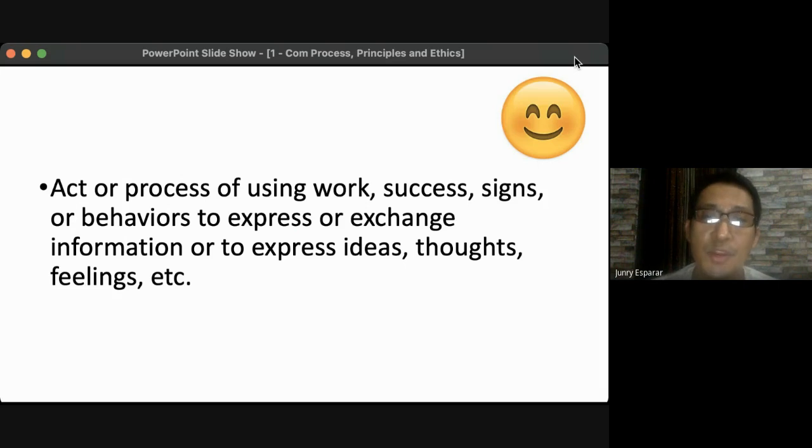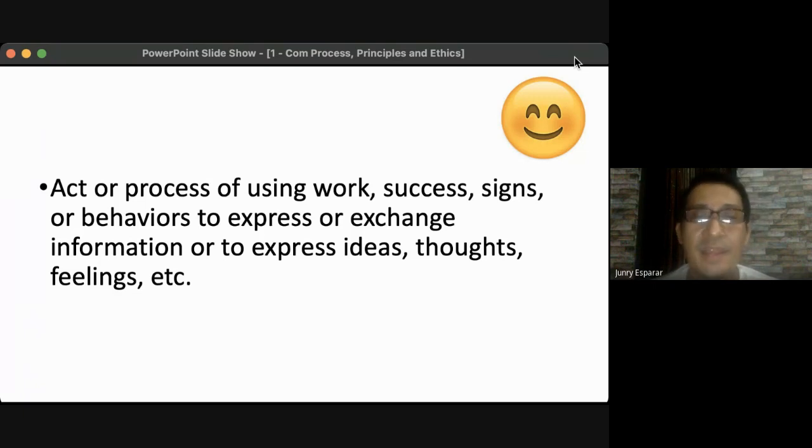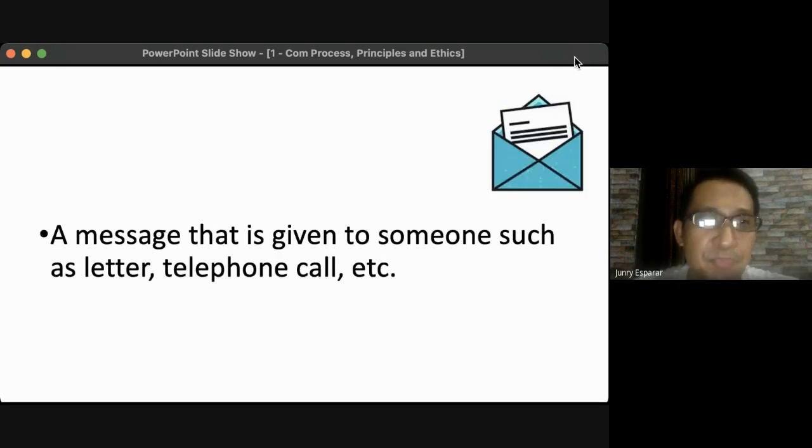around. Because communication is not just about verbal. It could be the signs that we are seeing around us. It could be the heavy clouds, or probably, there's these dark clouds that you might think would rain in the next few minutes, for example. So that can be considered as communication as well. So understanding what's happening around. A message that is given to someone, such as letter, telephone call.